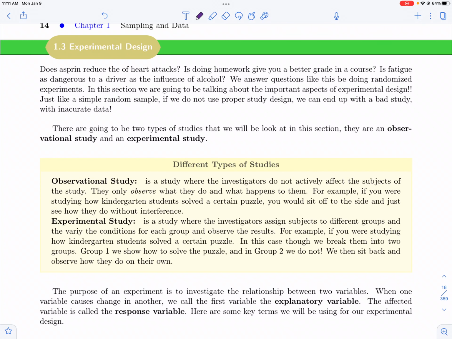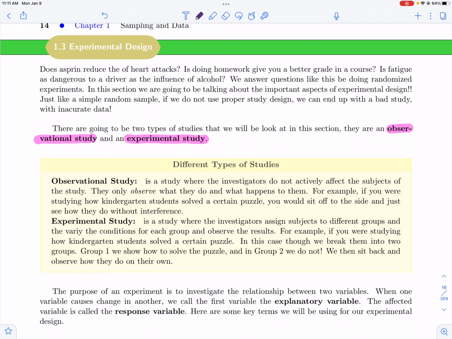So the last thing we want to talk about in chapter 1 are different types of experimental designs that can occur when you're doing statistical studies. The two that we want to talk about in this case are what are called observational studies and experimental studies. An observational study is one where they basically just sit back and watch what happens, observe what's going on, and then take results from there.